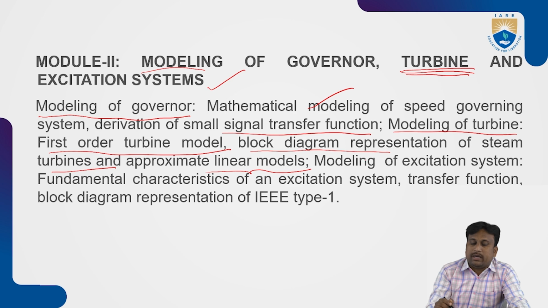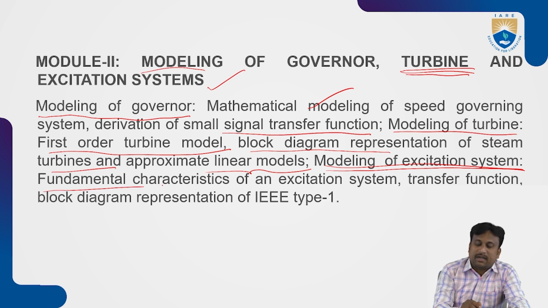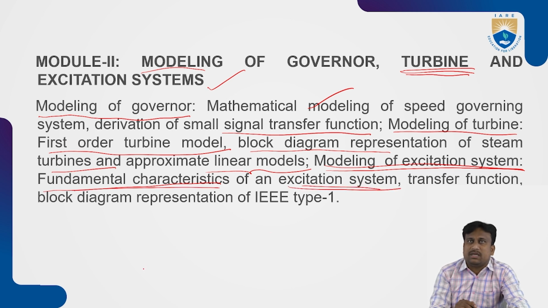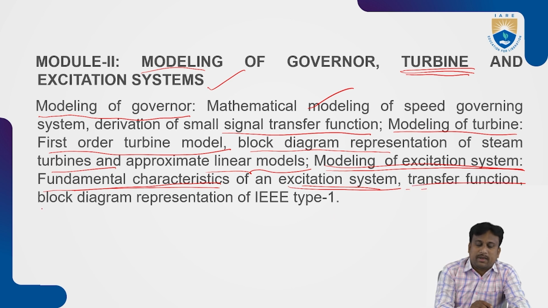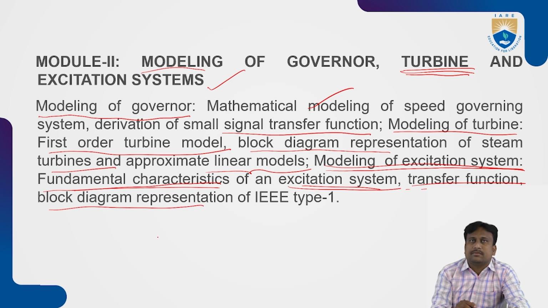Coming to the third case in module 2, modeling of the excitation system. The modeling of the excitation system will follow the fundamental characteristics of a particular excitation system. First we will define the fundamental characteristics here. Based on that we will derive the transfer function, and this will be analyzed with the block diagram by utilizing the concept of the IEEE type 1 model.